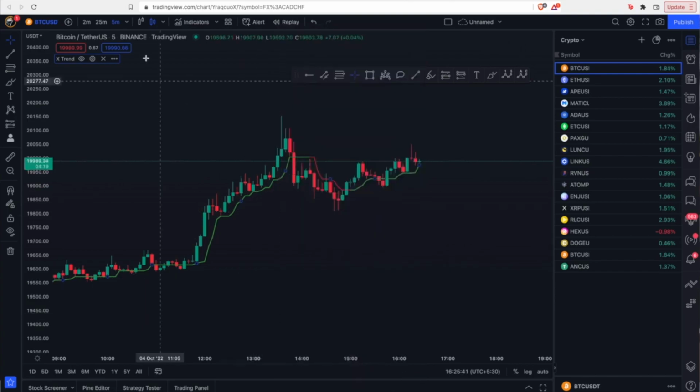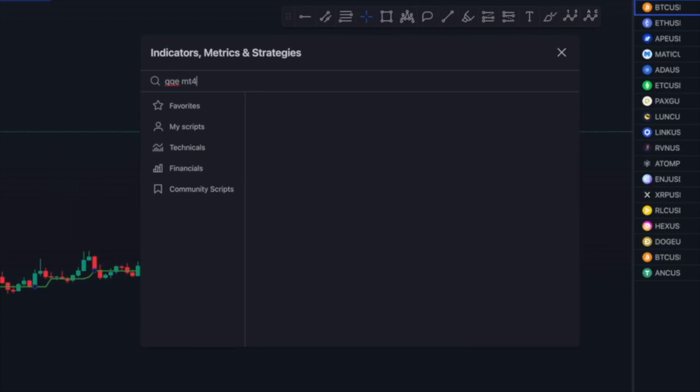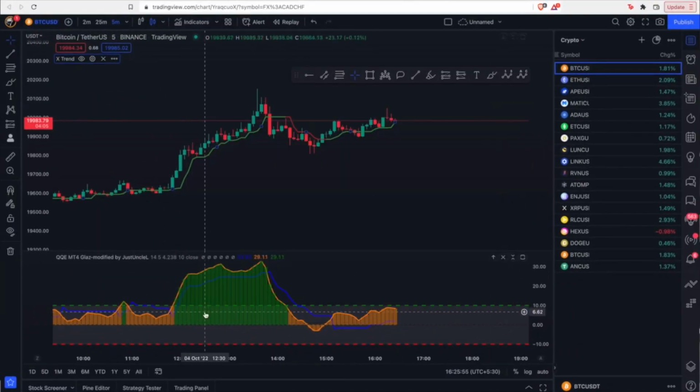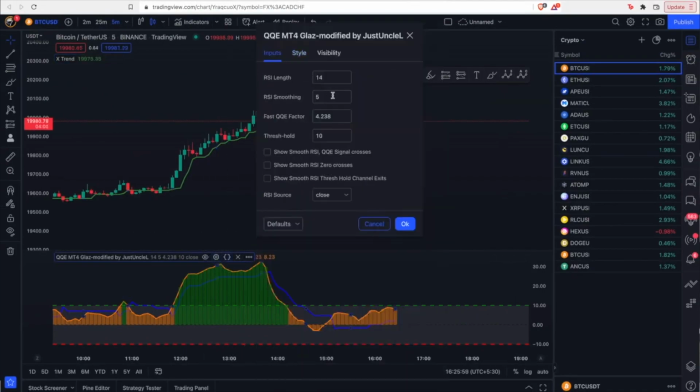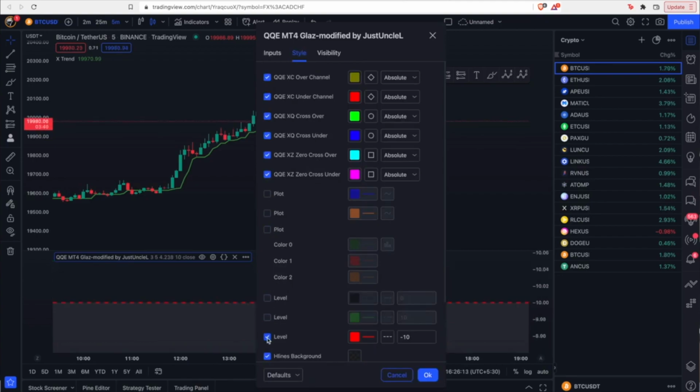Now moving forward, there is another indicator we will need, and to add that, again go to the indicators option and search for QQE MT4 and choose this one by just uncle. After we add this, let's go to the settings and make it look a little clear. In the input section, change the RSI length to 3, and now go to the style section and uncheck the plot lines, the levels and the background. So the chart is ready now.